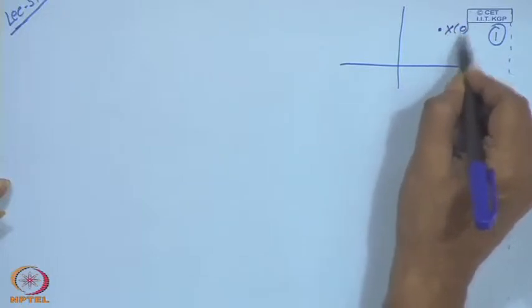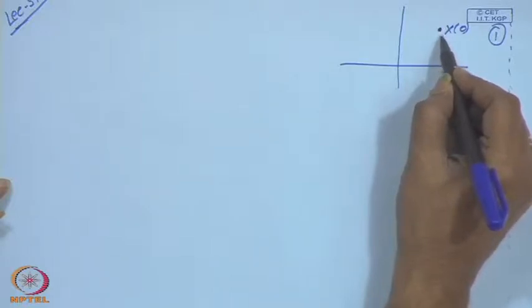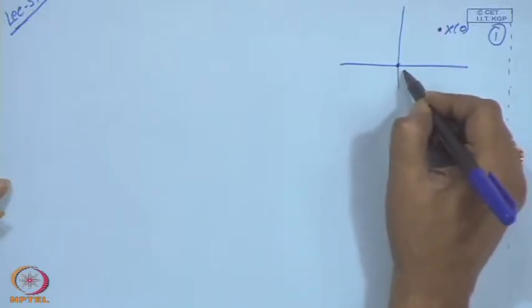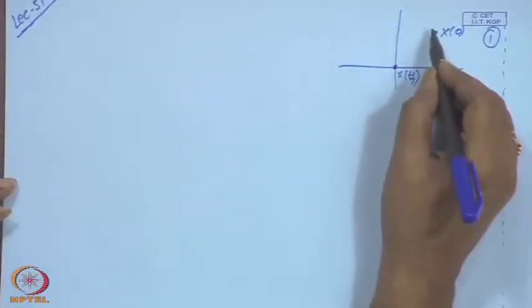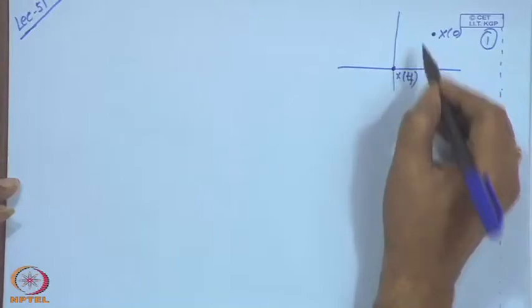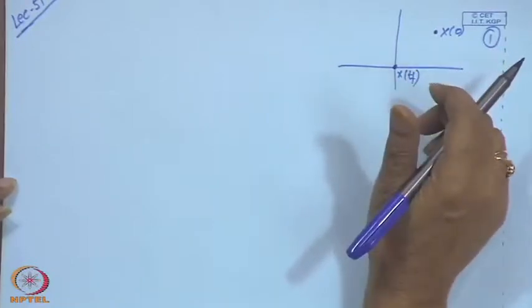So last class, first we discussed the time optimal control. If the initial state x of 0 is here, we have to drive the state by proper control action so that it reaches the origin at x(t_f), but that time must be optimal. So we discussed the time optimal control by using bang-bang control.